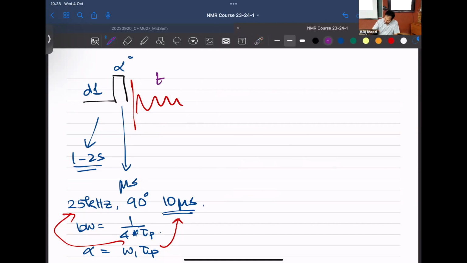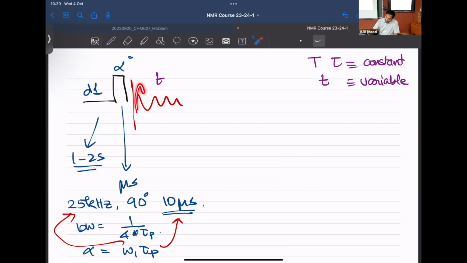So this would also be given as a variable time t. From here on in the course, if I write something in capital T or tau, this is a constant time delay. Anything that's written in a small t is a variable time delay. So in this free induction decay, when it's being acquired, this duration is referred to as acquisition time.